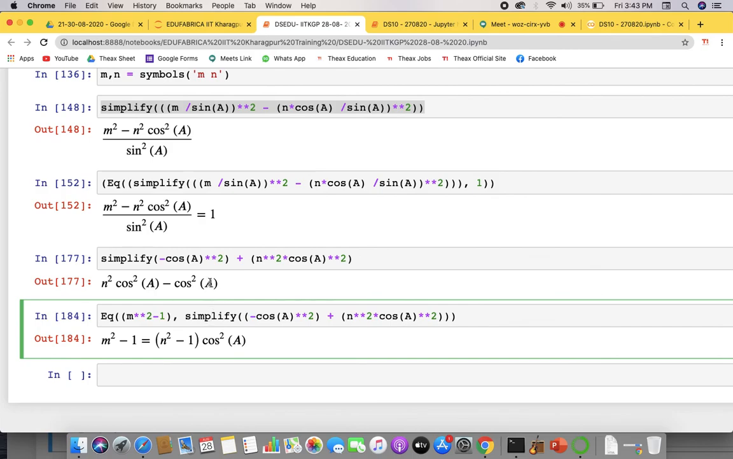Okay, so done, right? From here, just define up the things. So cos square will be m square minus 1 by n square minus 1. That's it, proved, right? Just from here you can write up that this is equals to m square minus 1 by n square minus 1, and it will be proved. Okay.